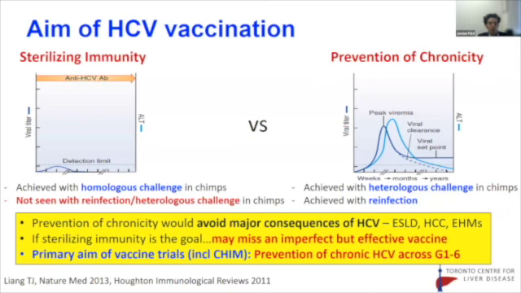And I think the feeling has generally been that setting the bar at only sterilizing immunity might be too high a bar, and that the primary aim of the initial vaccine trials, including CHIM, should really be prevention of chronic infection across all of the common 6 genotypes.